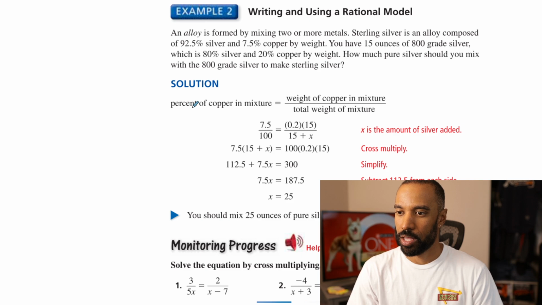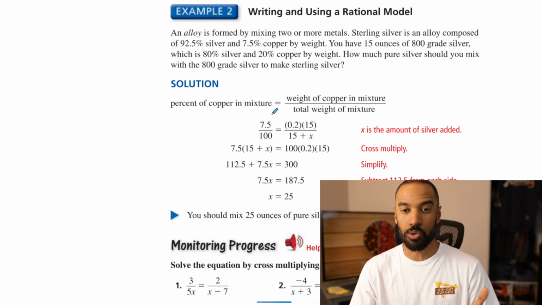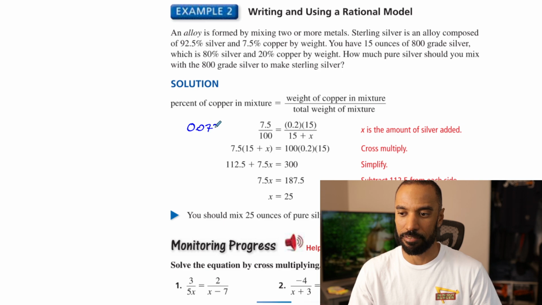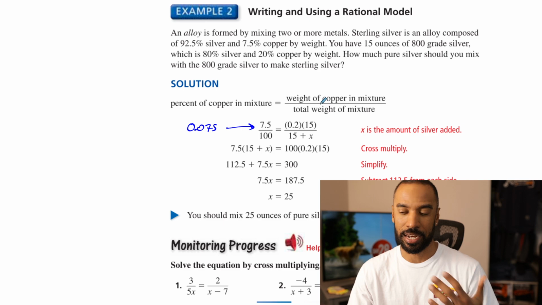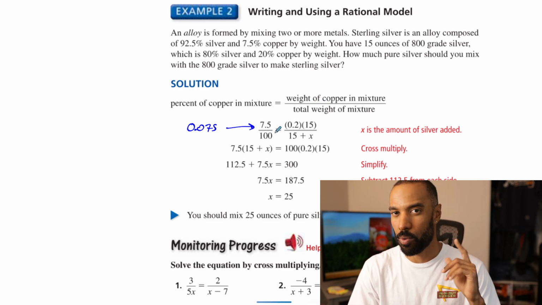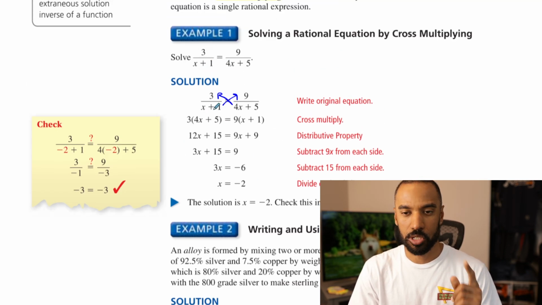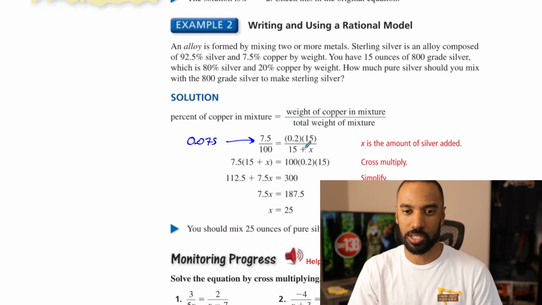So here's what they're doing. They're saying the percentage of copper in mixture is the weight of copper in mixture divided by the total weight of mixture. So one version of this they have on this side is 7.5 over 100. Now you can also write that as 0.075. That would be the decimal equivalent of that percentage. Nothing wrong with it. So you might wonder why they didn't do that the first time. I guess number 1, to make it look like a proportion, and number 2, so you can make sense of how to write this other side.